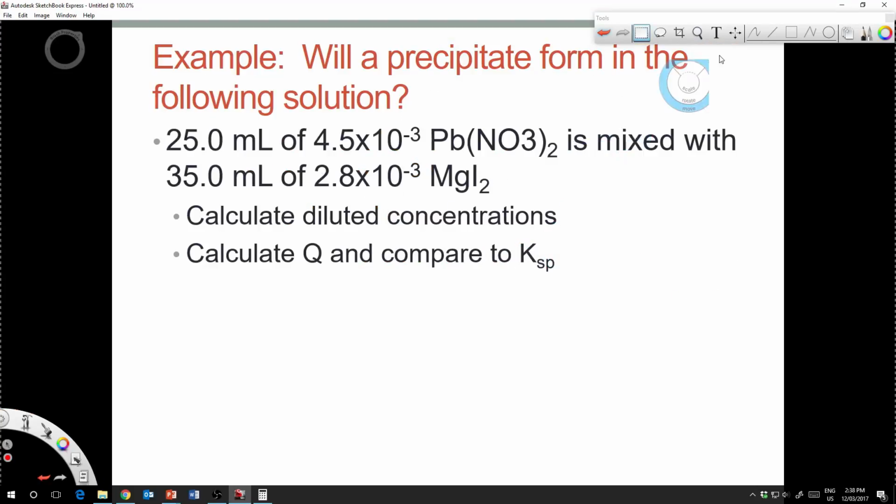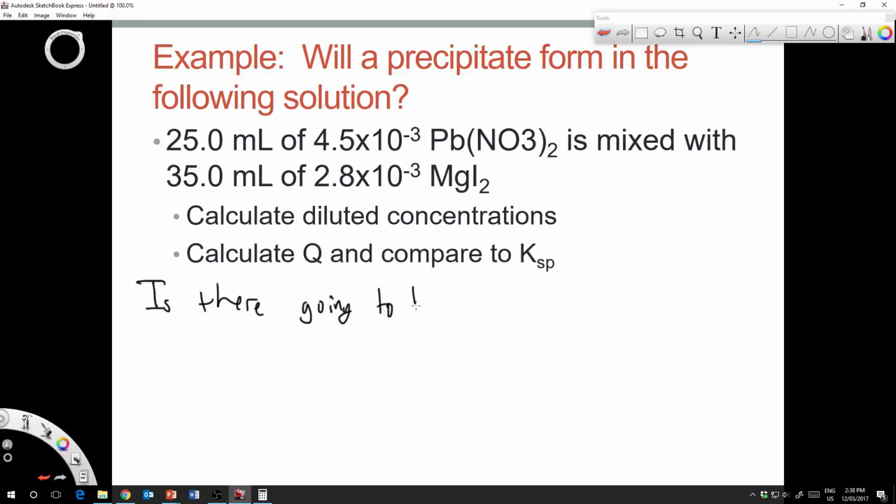With this example, what you want to do first is figure out, will there actually be a low soluble compound? So ask yourself, is there going to be a low soluble compound? Because if there's not, then obviously there'll be no precipitate. So the lead nitrate and magnesium iodide, as we know, everything with a nitrate is always soluble. So that means that magnesium nitrate is obviously not going to be it, and we already know lead nitrate is not going to be it because lead nitrate already dissolves.